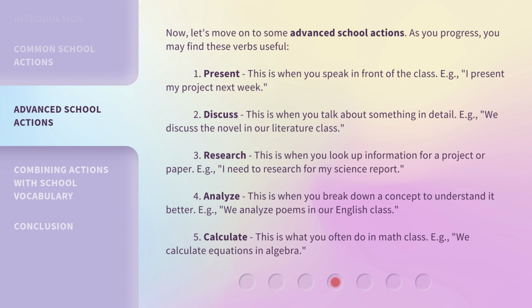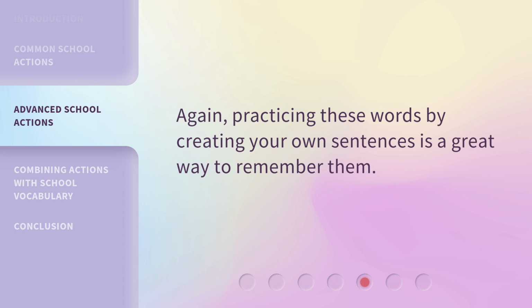4. Analyze. This is when you break down a concept to understand it better. E.g., we analyze poems in our English class. 5. Calculate. This is what you often do in math class. E.g., we calculate equations in algebra. Again, practicing these words by creating your own sentences is a great way to remember them.